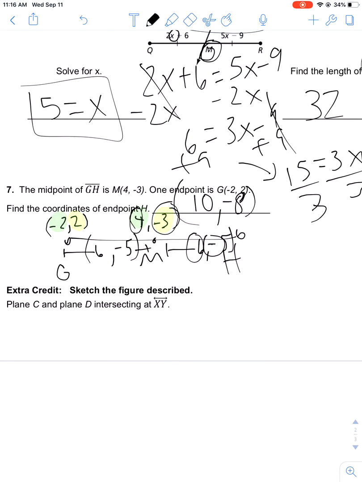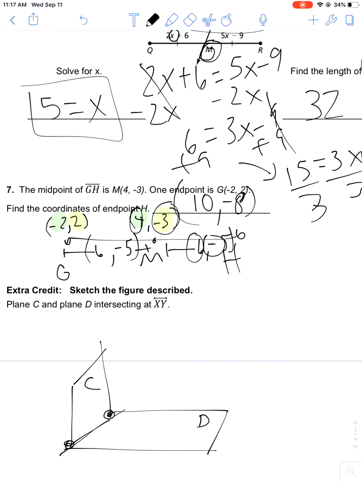And extra credit. Draw plane C and plane D intersecting at line XY.